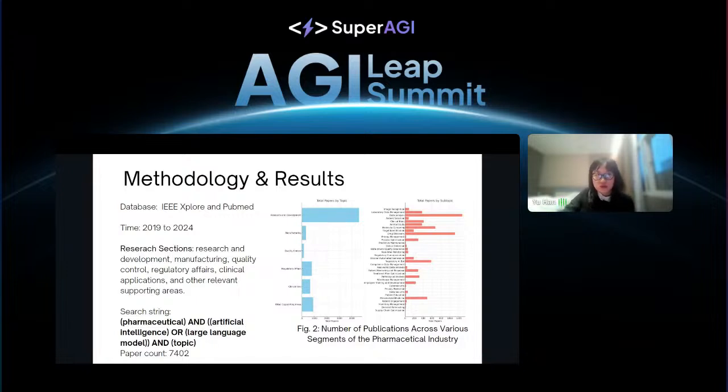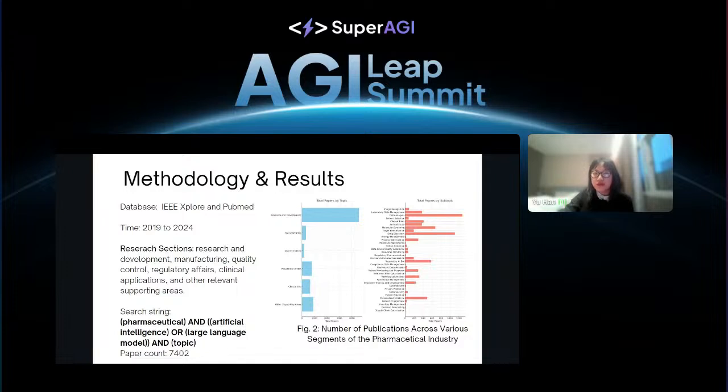So for example, we use pharmaceutical and artificial intelligence or large language model and a topic, the topic including the strings I mentioned before. And we also apply industry knowledge and divide the topic into more refined subtopics. For example, R&D may include animal study, clinical trial, and drug discovery. So we use multiple sub-strings to try to catch the whole picture of the industry.